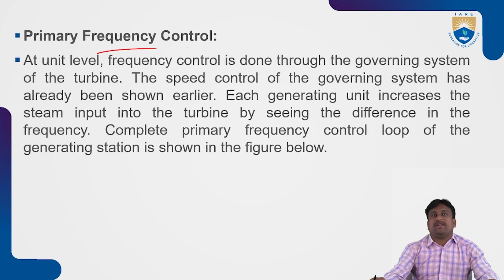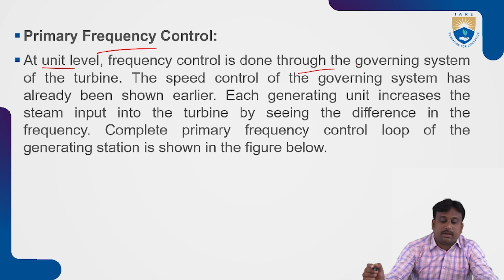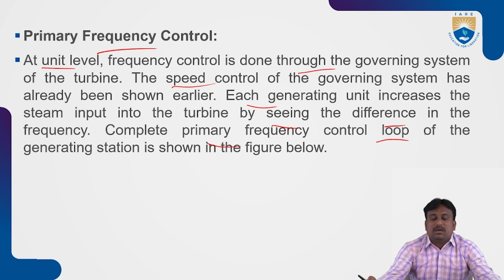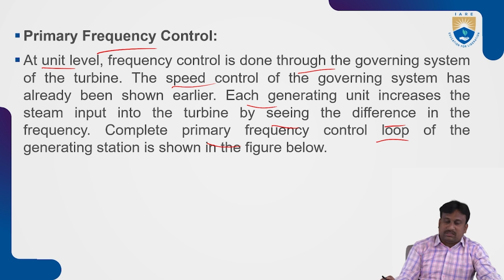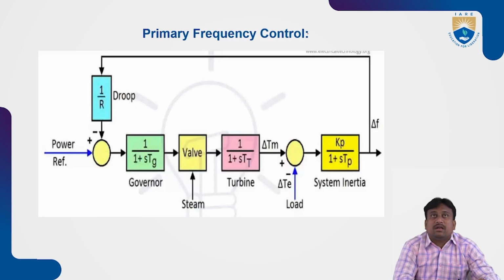So coming to primary frequency control, at unit level the frequency control is done through the governing system of the turbine. That means the speed control of the governing mechanism has already been represented, where each generating unit increases the steam input into the turbine by seeing the difference in the frequency. That means the complete primary frequency control loop of the generating station is going to be represented, which makes up the primary frequency control operation in the power system network. So this denotes how primary frequency control is done.